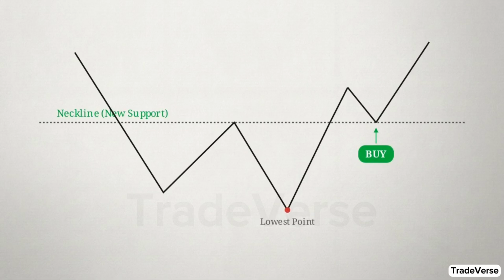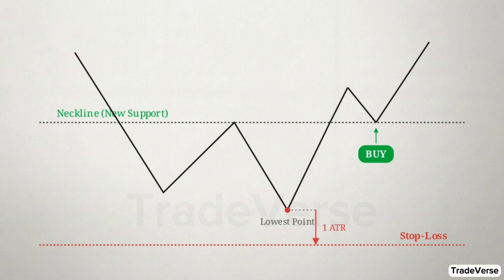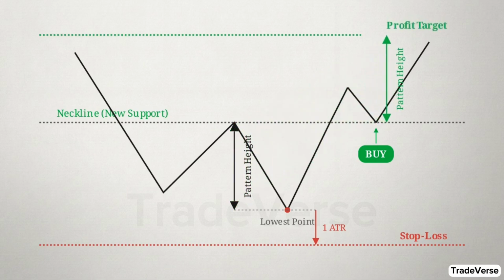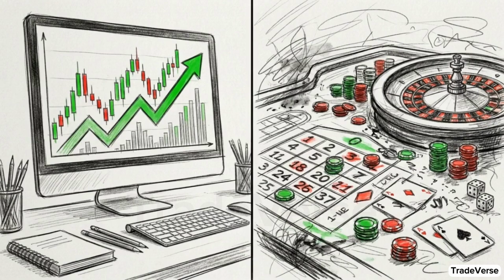Look at your ATR indicator to measure current volatility. Place your stop loss exactly 1 ATR below the lowest point of the entire W. This prevents standard market noise from closing your trade early. To calculate your take profit target, measure the vertical height of the W and project that same distance upward from the neckline. Combining a confirmed structural entry with volatility-adjusted risk metrics separates professional trading from amateur gambling.